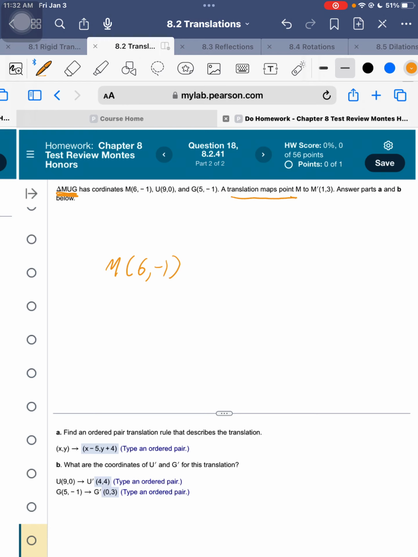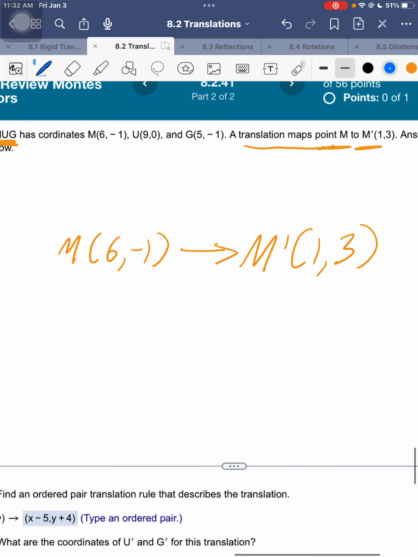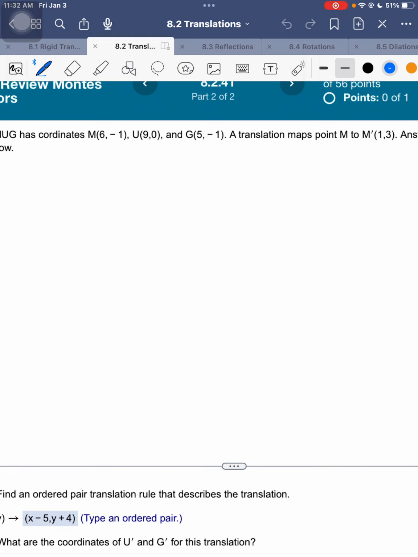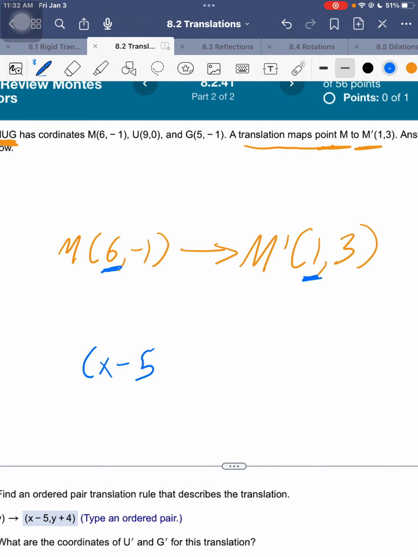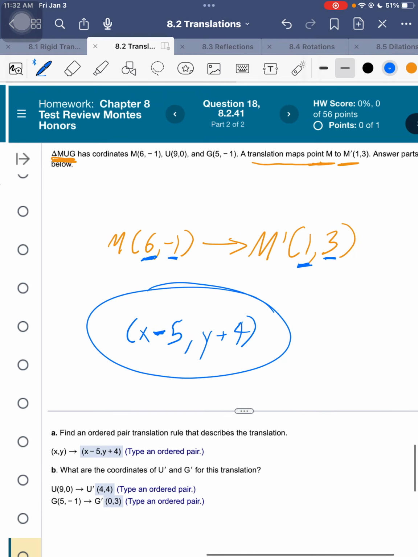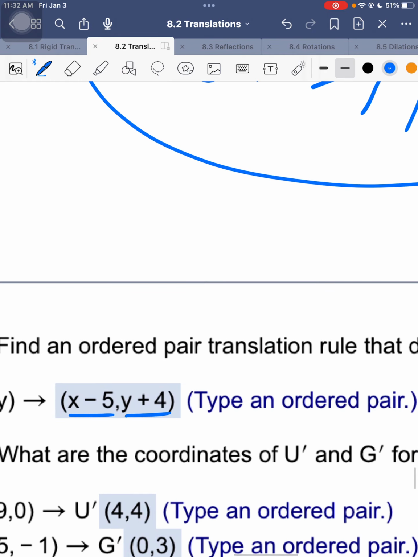A translation maps point M to point M prime, which was 1, 3. So now find an ordered pair translation rule. What happened to my x to go from 6 to 1? My translation rule had to be x minus 5, because I went from 6 to 1. So I had to subtract 5. What did I need to do to go from -1 to 3? Add 4. So this should be my translation rule right here: x minus 5, y plus 4.